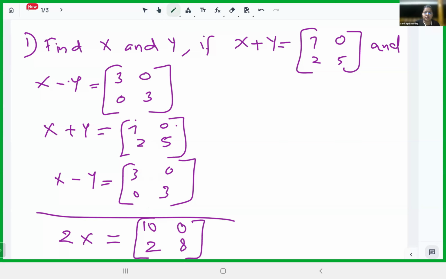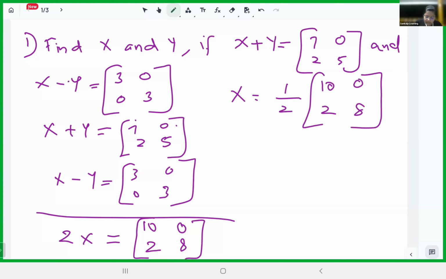So, how will you find out the matrix x from that? You have to take the 2 to the right hand side, right? If you take 2 to the right hand side, it will become 1 by 2, right? So this will become x is equal to 1 by 2 of the matrix 10, 0, 2, 8. Then I hope you are all familiar with scalar multiplication of matrices, right? So how will you multiply this 1 by 2 with the matrix? You have to multiply each element of the matrix with 1 by 2. Isn't it? You have to multiply each element with 1 by 2.